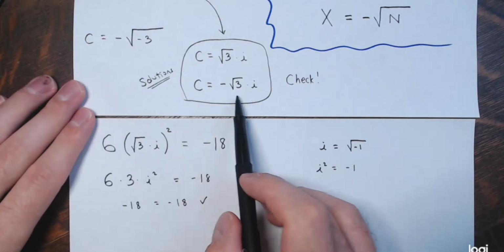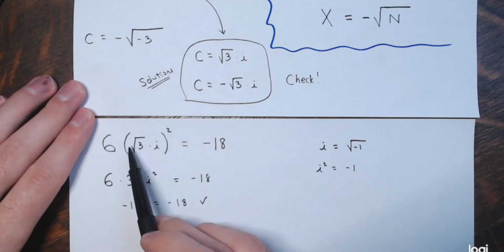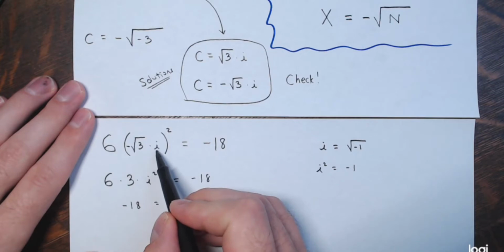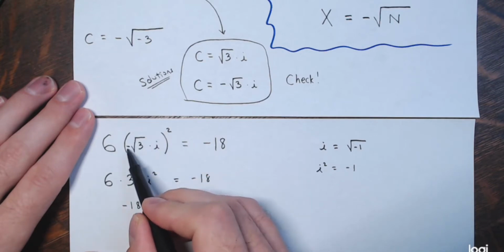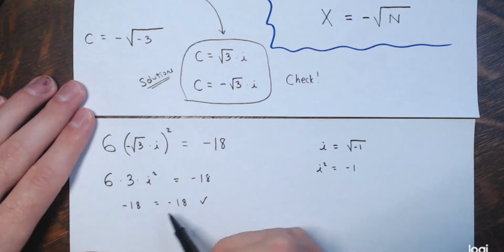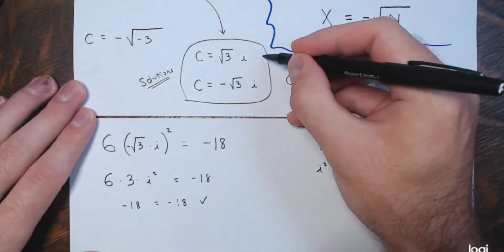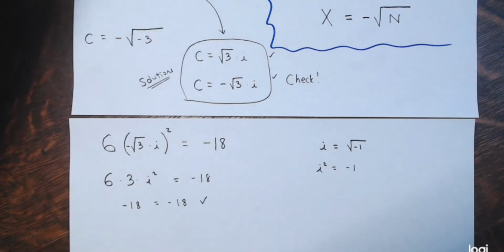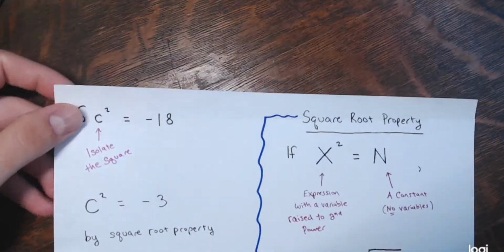And the same would go for the other one, negative square root of 3. If you did negative square root of 3 i squared, that would be positive 3 times i squared, which would be negative 3 times 6. You'd have negative 18 equals negative 18. Again, both of these work out. Both of those are valid solutions to our initial equation.